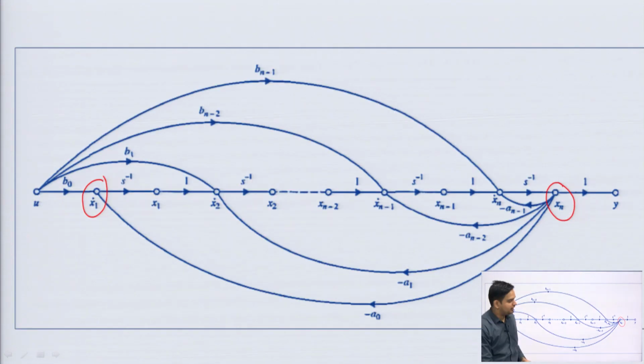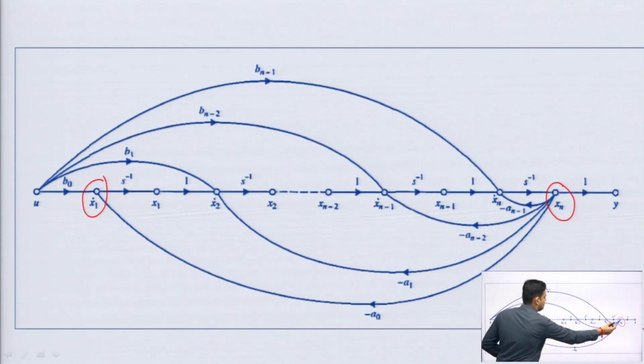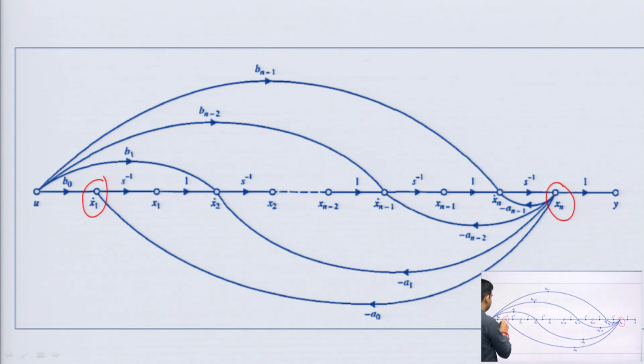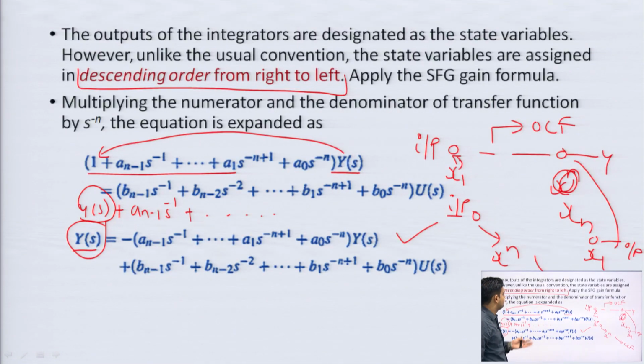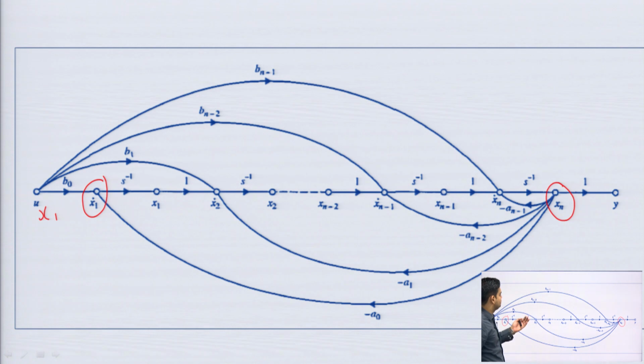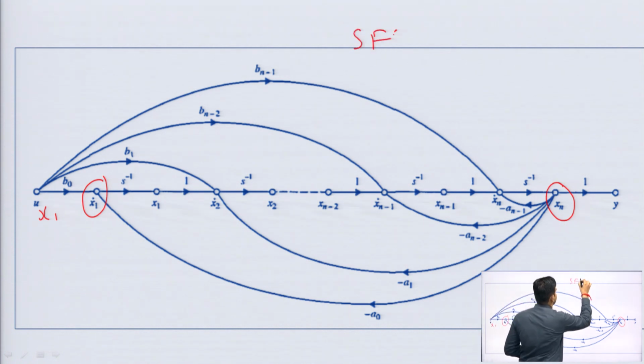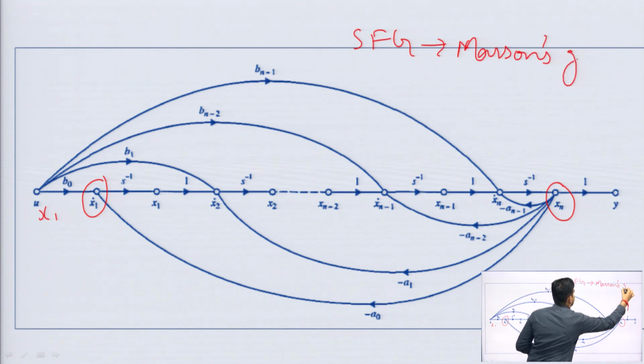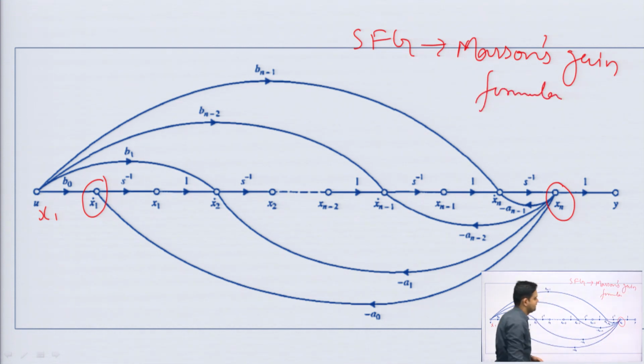In case of OCF I have to start in reverse order: the highest state variable x n will be here and the lowest, x 1, will lie here. So this is the difference between CCF and OCF, and a different diagram is obtained. You can do it yourself, and whatever process we followed in the previous case, the same process we can follow here. To draw this SFG we can follow Mason's gain formula that we used in unit 1. This is again an alternate method to obtain the SFG.